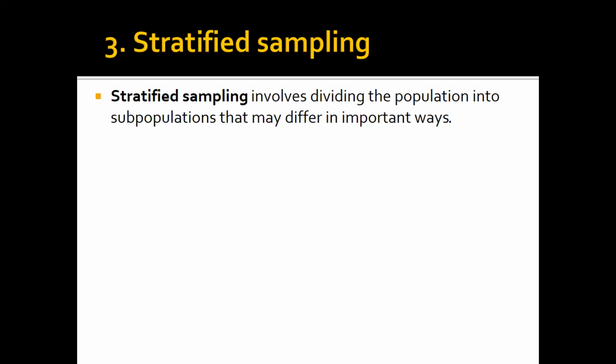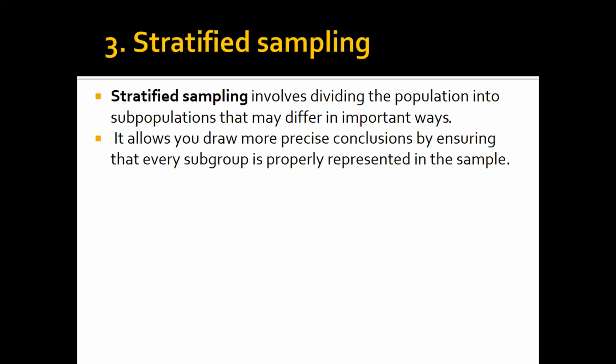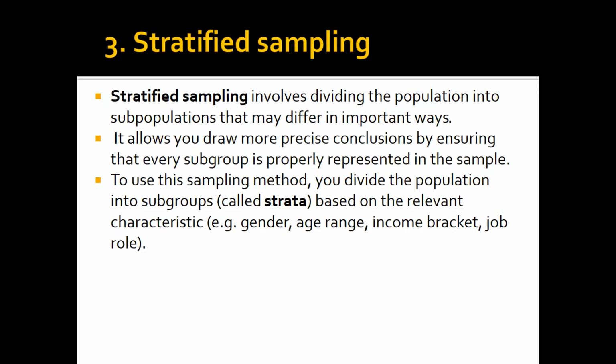Stratified sampling involves dividing the population into subpopulations that may differ in important ways, so that the conclusions you draw are representative of all the subgroups of the population, not just one group. Like if you want to collect data from NTPC, the same example. This time you are concerned with officers only, but from officers you want officers of all levels of seniority to be part of the sample, so that your sample is a little more representative.